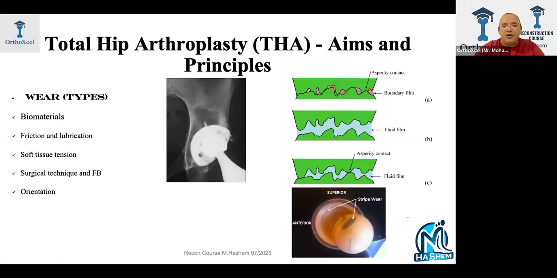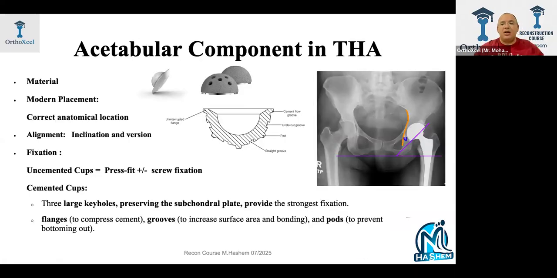Okay, so if we go to the total hip as components, we will go through the basics of the acetabular component, then the basics of the femoral component. The basics of the acetabular component is basically how we choose the material of the component. So the options for the acetabular component are either cemented or cementless. In the old days cemented was the main way of fixation for the acetabulum, and nowadays cementless is the one.